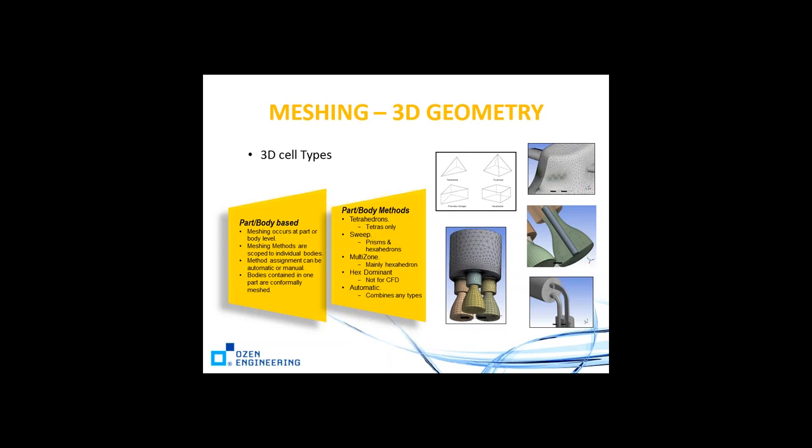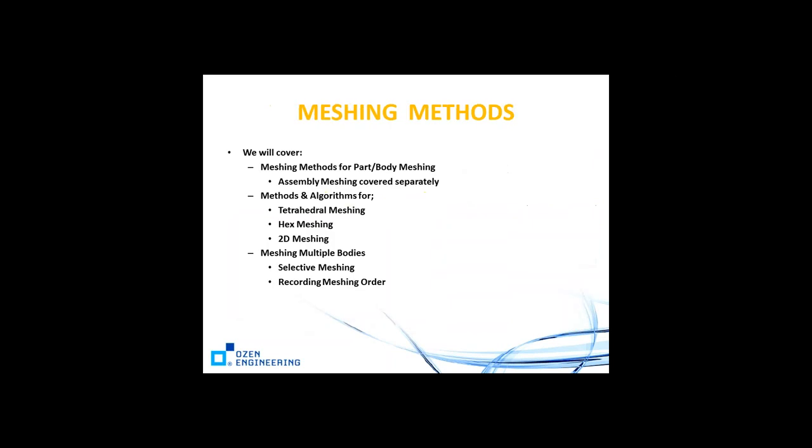There's also the automatic method. So under meshing methods, we're going to take a look at TET meshing, hex meshing. Well, we won't talk much about 2D meshing. These days, nobody really does 2D meshing.